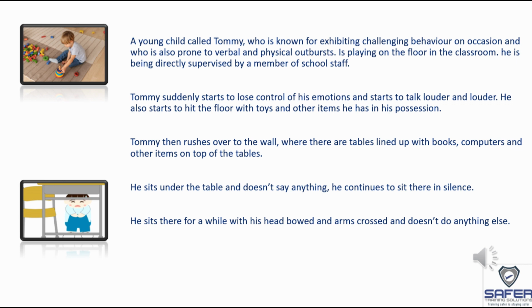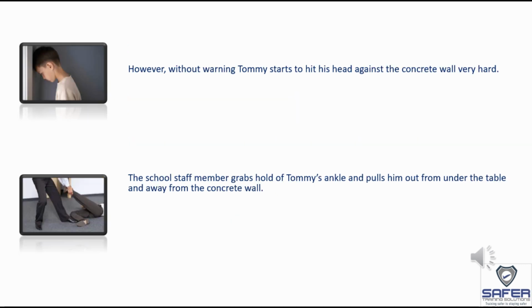Tommy then rushes over to the wall where the tables are lined up with books, computers and other items on top of the tables. He sits under the table and doesn't say anything. He continues to sit there in silence, for a while with his head bowed and his arms crossed. However, without warning, Tommy starts to hit his head against the concrete wall very hard. The school staff member grabs hold of Tommy's ankle and pulls him out from under the table and away from the concrete wall.